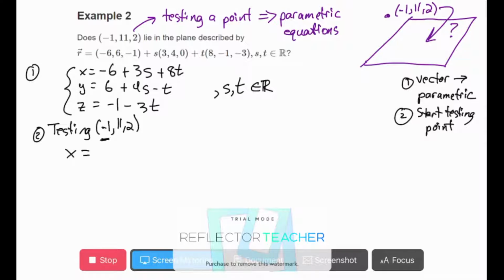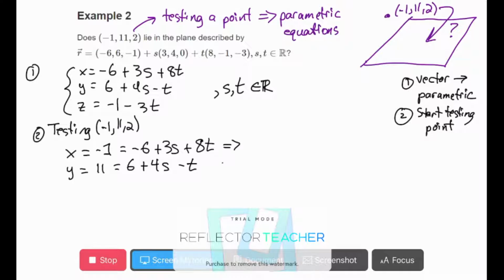Let's start with the x component. So my x component here is -1. So I'm going to set x equal to -1, and then I'm going to write out my parametric equation for x. -6 plus 3s plus 8t. And my y component, I'm going to set that equal to 11. And then the rest of my parametric equation from up here. So 6 plus 4s minus t. And now I just have a series of linear equations that I can solve, or a linear system, which was one of the first things we do in grade 10. So you have seen this before, even if it's been a while and you can't quite remember.